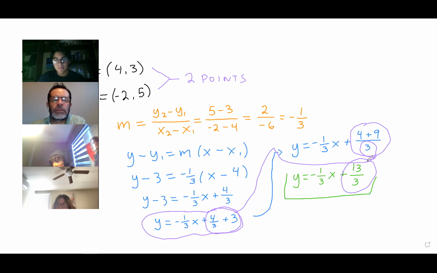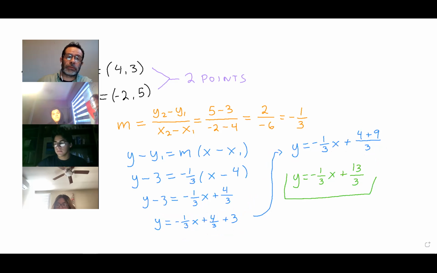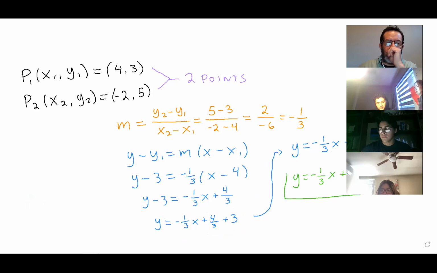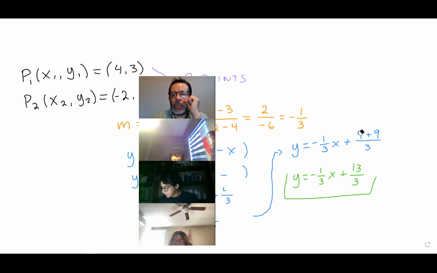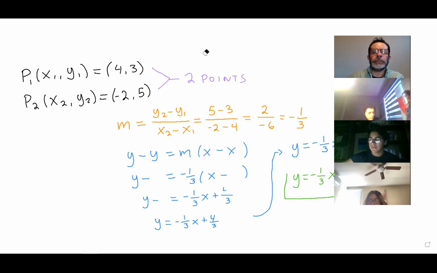I see what you did. Okay, good. Let's try this out now with the other point. What I'm going to do here is that instead of using y1 and x1, I'm going to use y2 and x2. Let's see what we get there. Use another color just to differentiate.